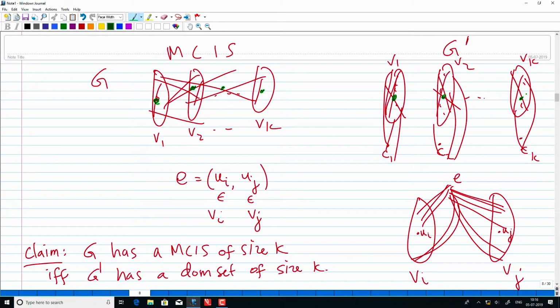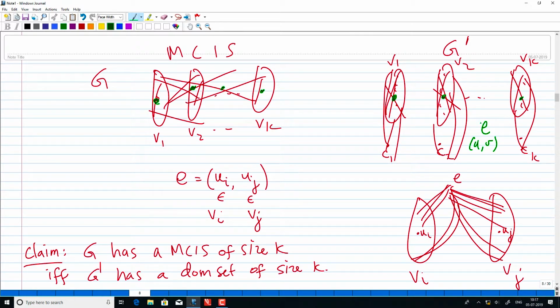So let's look at some edge E, and suppose it is not dominated. Okay, what does that mean? Let's say the edge has endpoints in color class V2 and Vk. Okay, so why is it not dominated? Let's say E is some u comma v. Why is E not dominated by whatever the green vertices? Maybe E is not adjacent to the green vertices you picked from both of them, right?